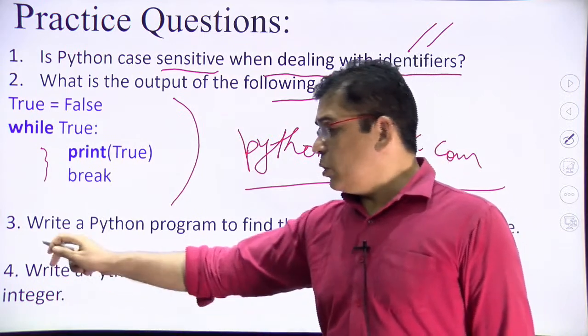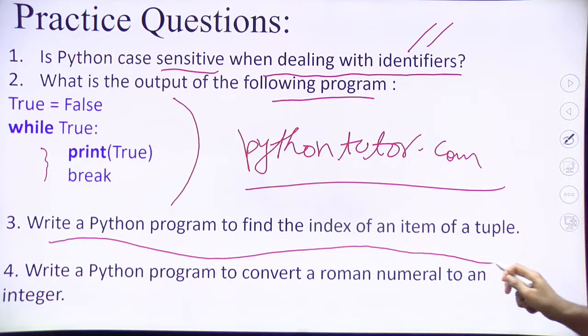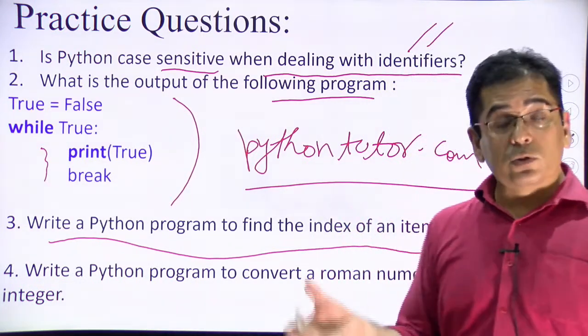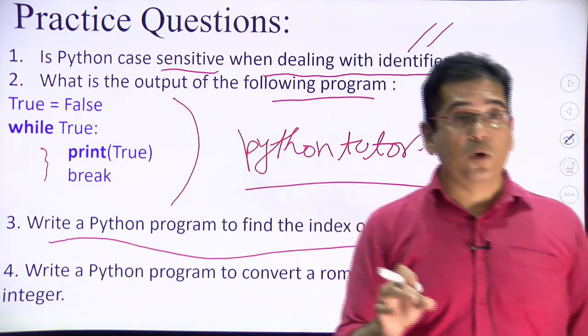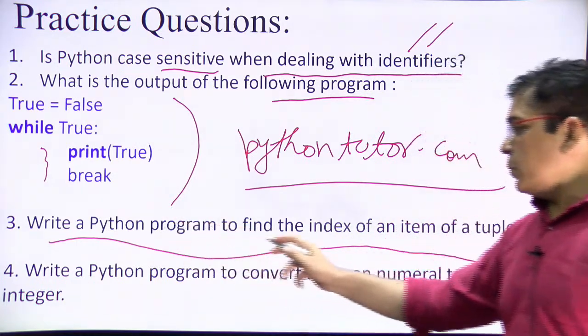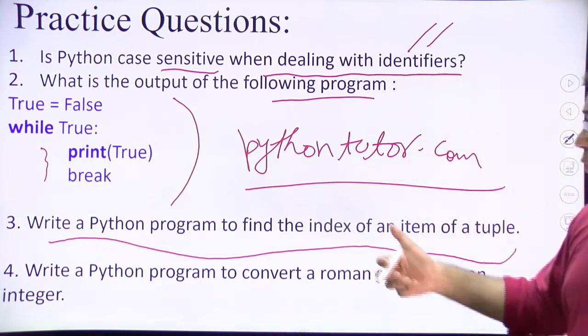Third is a source code writing question. Write a Python program to find the index of an item of a tuple. First you need to declare a tuple, then you need to find the index of an item stored in that tuple, and you need to remember that by default the index of an array starts from 0. So you have to write a Python program to find the index of an item of a tuple.